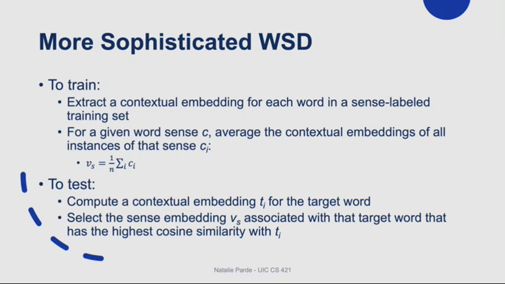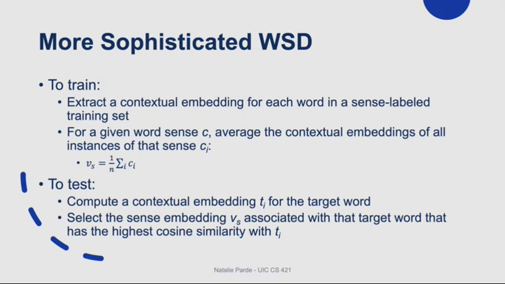A very high-performing solution leveraging contextual word embeddings is actually quite simple. To train the model, you extract a contextual embedding for each word in your sense-labeled training set, so SemCor or whatever you're using, and then average the contextual embeddings of all instances associated with each word sense to create sense embeddings. To test the model, you then compute the contextual embedding for your new target word, and then just find the sense embedding that has the highest cosine similarity with that embedding.